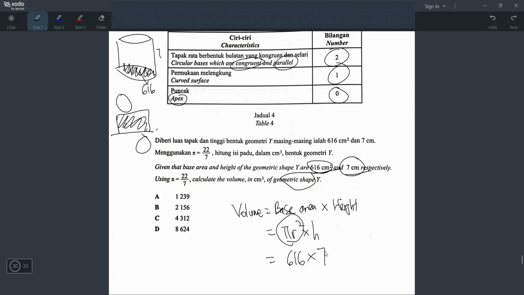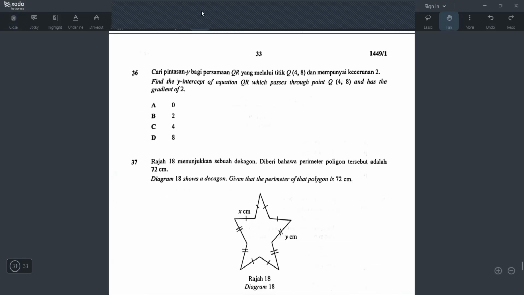And then the height is just 7. And then you press this, straight away you get the answer. So my calculator give me 4312. So C should be your answer. All right. So quite easy also, this one. Let's continue. 36. Find the y-intercept of equation QR which passes through Q and has the gradient of 2.